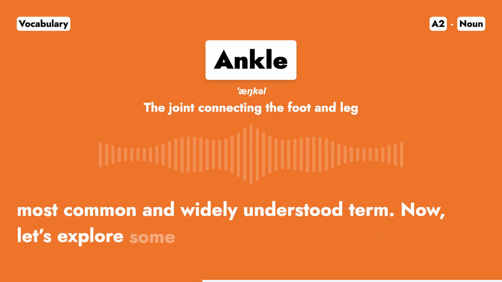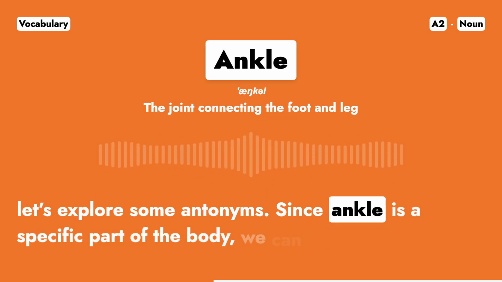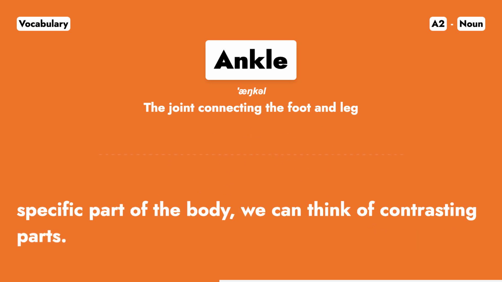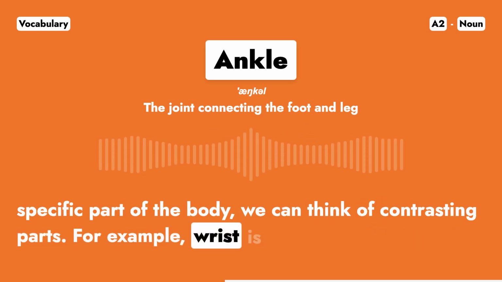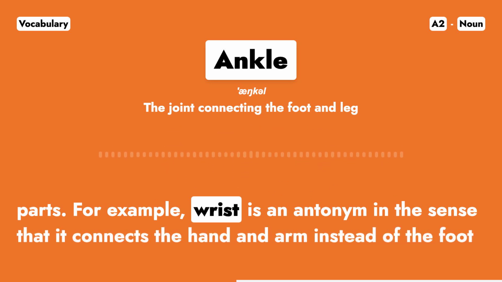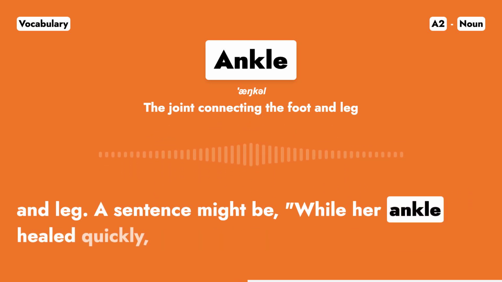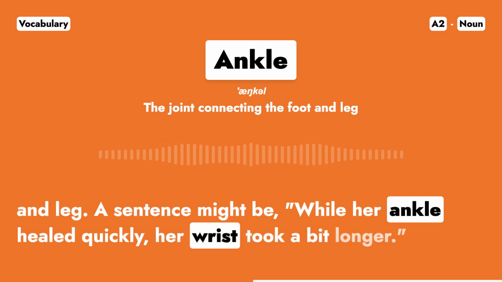Now, let's explore some antonyms. Since ankle is a specific part of the body, we can think of contrasting parts. For example, wrist is an antonym in the sense that it connects the hand and arm instead of the foot and leg. A sentence might be, "While her ankle healed quickly, her wrist took a bit longer."